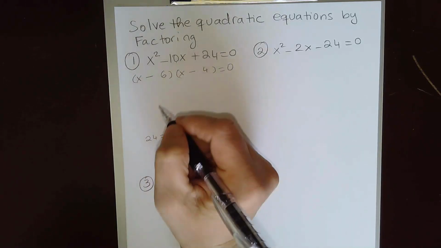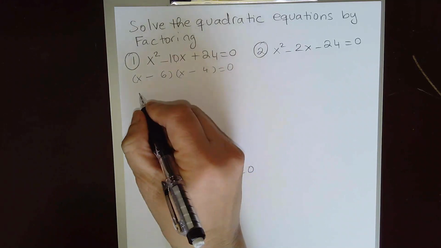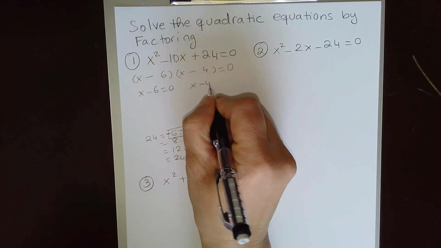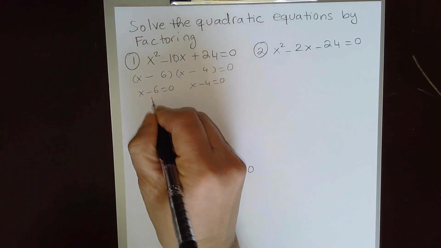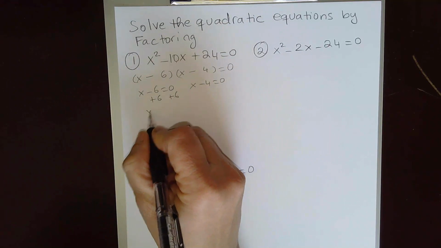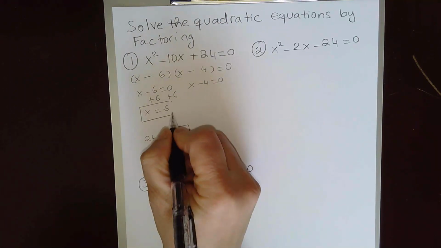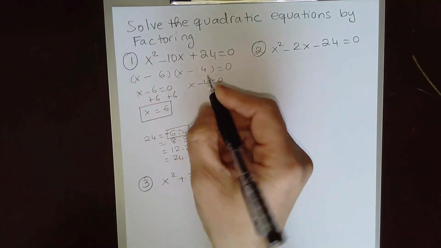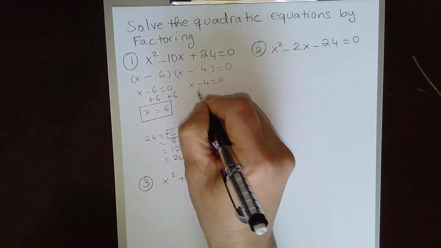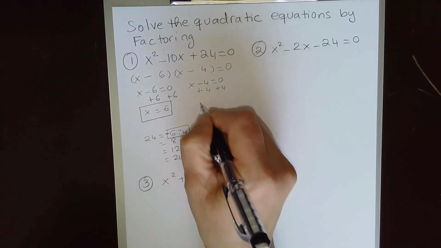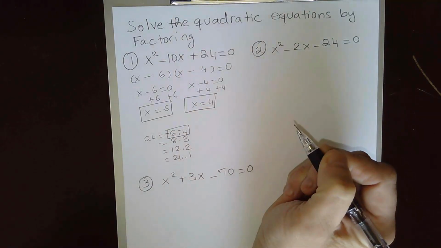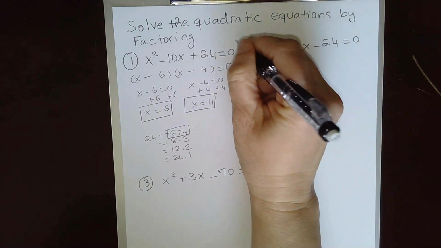Now I can solve using the zero product property. x minus 6 equal to 0, or x minus 4 equal to 0. You add 6, you're solving for x, so that means here x is equal to 6. That's your first solution. Now here, x minus 4 equal to 0, so I have to add 4 to solve for x, and we get x equal to 4. So the solutions are x equals 6 and x equals 4.